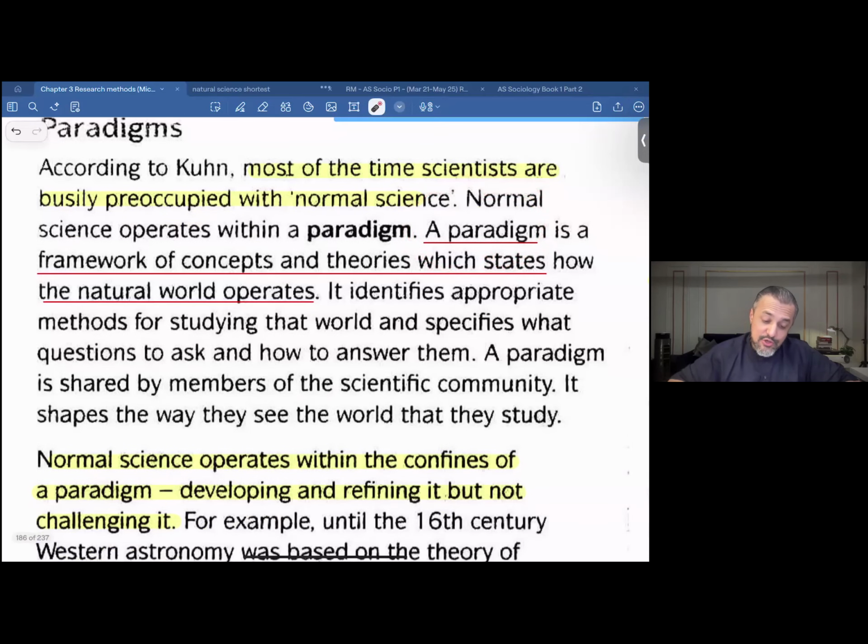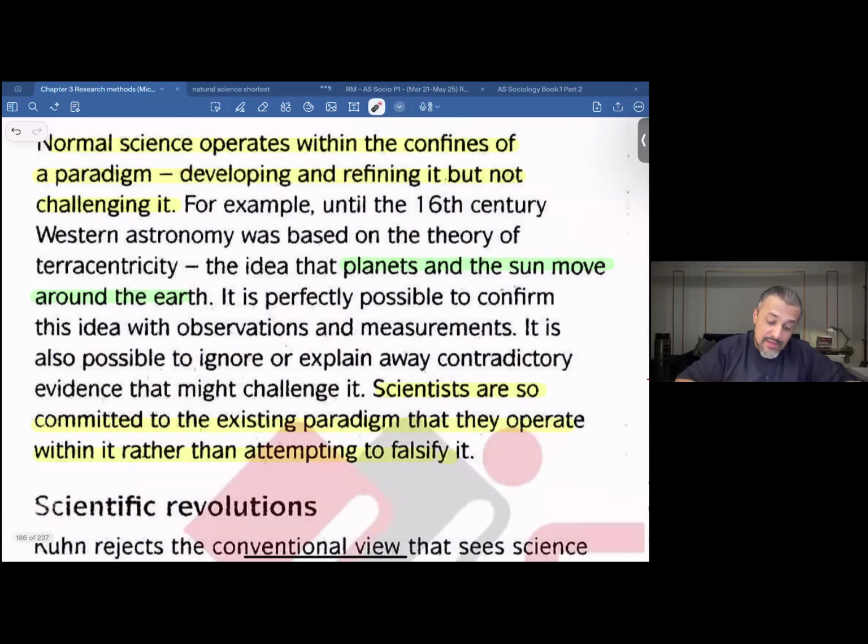Now, normal science operates within the confines of a paradigm, developing and refining it, but not challenging it. So paradigms keep on being developed, they keep on being refined, but no one dares challenging them. For example, until the 16th century, Western astronomy was based on the theory of geocentricity. What is that? The idea that planets and the sun move around the Earth. It is perfectly possible to confirm the idea with observations and measurements. It is also possible to ignore or explain away contradictory evidence that might challenge it. Scientists are so committed to the existing paradigms that they operate within them rather than attempting to falsify them.